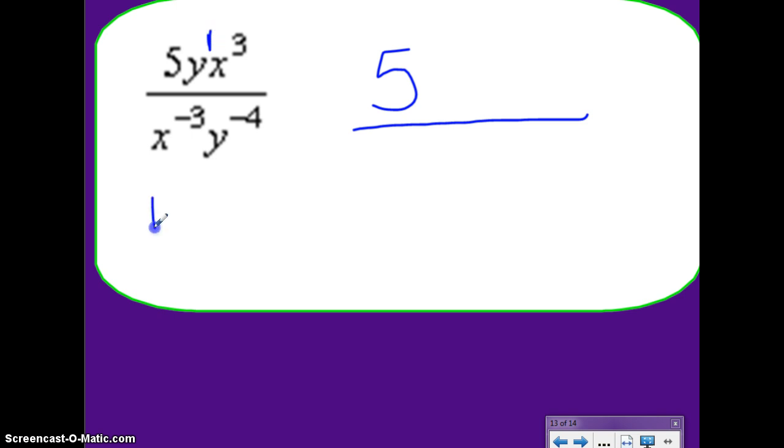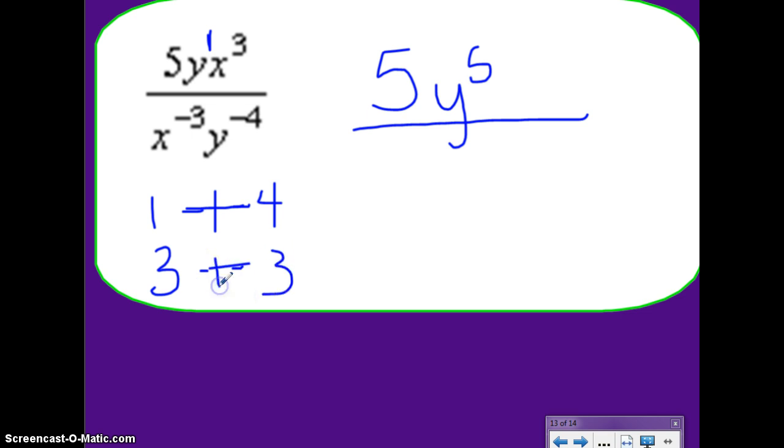So my rule is to do 1 minus negative 4. And you know with your integer rules that this becomes a plus positive. So 1 plus 4 is 5. So that's y to the 5th power. Positive stays on the top. Then I have my x's. I would subtract again. So 3 minus negative 3 becomes plus positive again. So it becomes 6. x to the 6th. Everything ends up moving upstairs.